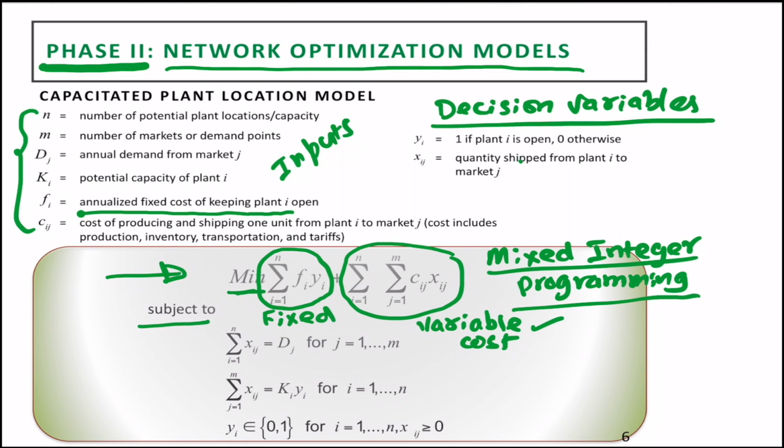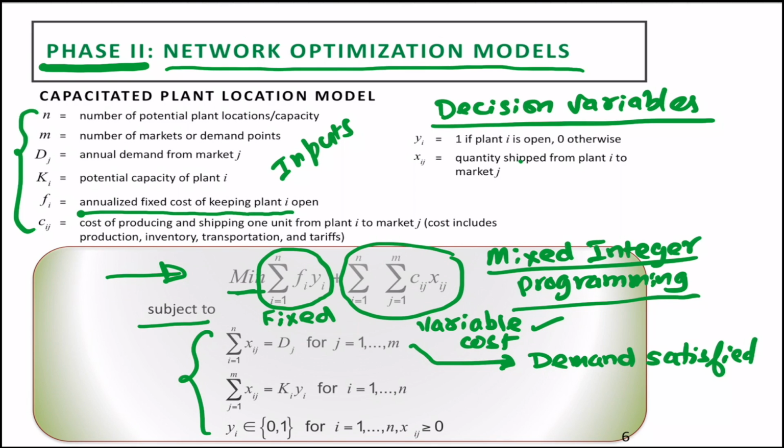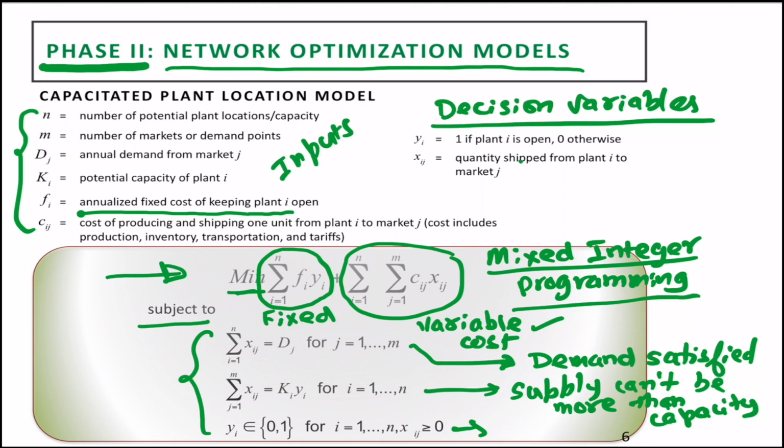So if you look at the constraints here, this first constraint means all the demand should be satisfied. Second constraint basically says supply can't be more than capacity. And this third constraint basically says that plant is either open or closed. Let's look at one example.